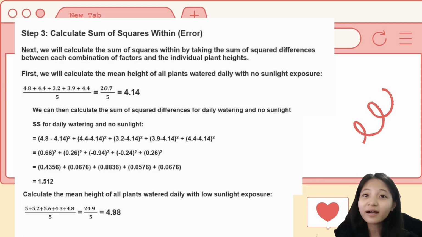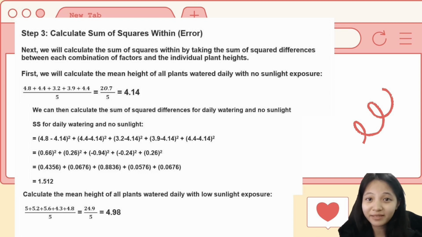So next, calculate the mean height of all factor A with low sunlight exposure. So, next you will find the mean of factor A with low sunlight exposure. Together, add all the values of factor A, then divide by 5. So, 5 plus 5.2 plus 5.6 plus 4.3 plus 4.8 divided by 5 equals 24.9 divided by 5 equals 4.98. So, the mean is 4.98.